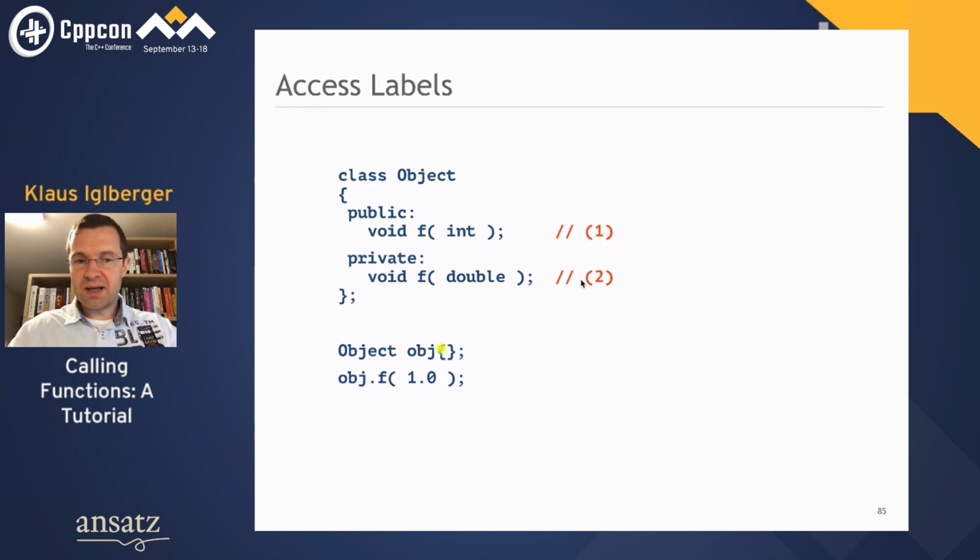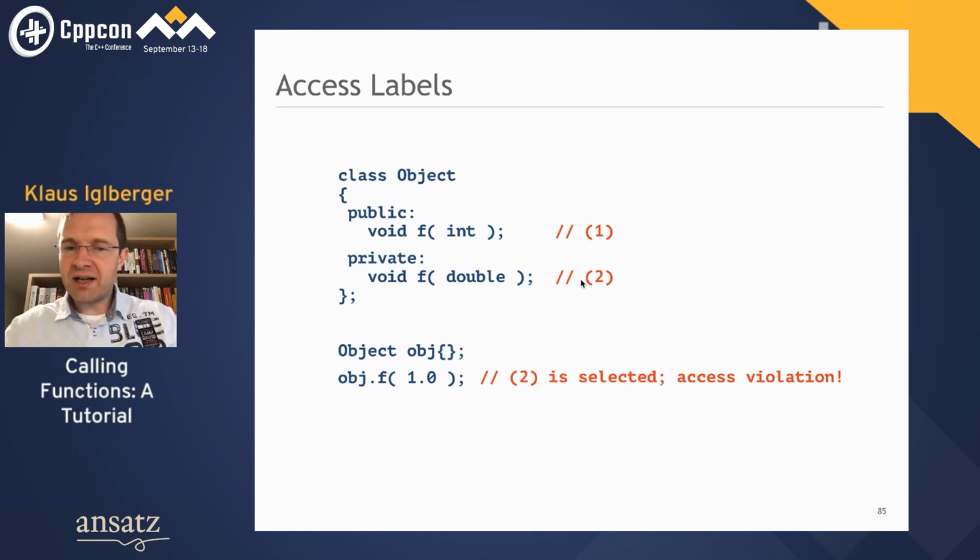Now I create an object and I call function f with a double value. A lot of students now argue that, of course, this must call function 1. It's the only public function, and as such, it's the only thing that I can access from outside. Well, in this particular case, this will result in an access violation message from the compiler, which essentially means you're trying to call function 2, but unfortunately, this function is declared private and therefore cannot be called. Perhaps you already understand this based on what I've said before.